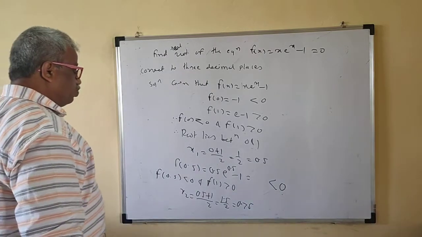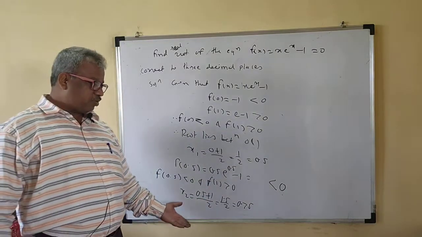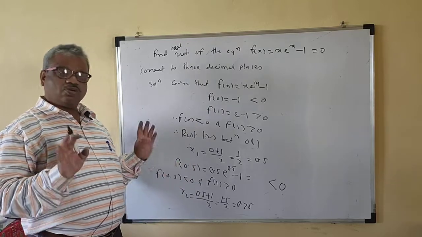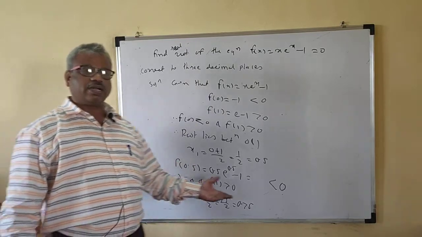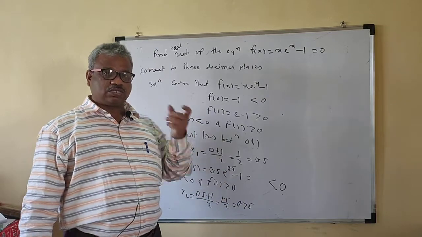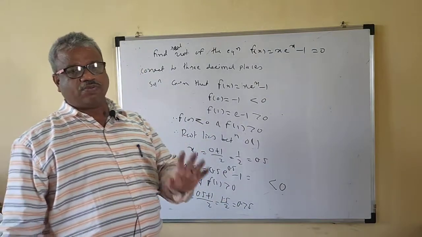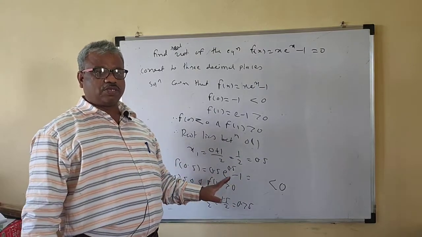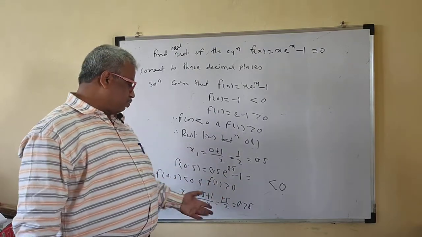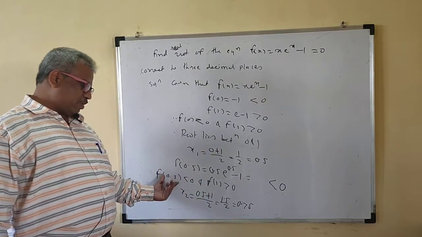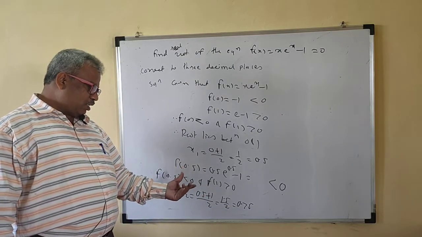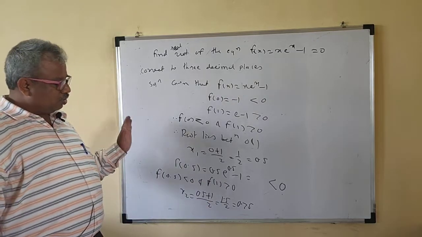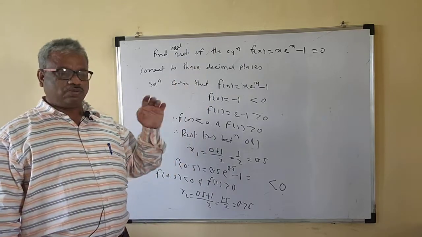So find out f of x2. Check whether it is positive. For the function value, you don't want the correct value actually, because what you want is only the sign, whether it is positive or negative. We are not using that value anywhere now. So now if this is positive, then check the previous one was negative, so the root lies between these. If it is negative, then it lies between 0.75 and 1, and so on. So you are going nearer to your root.